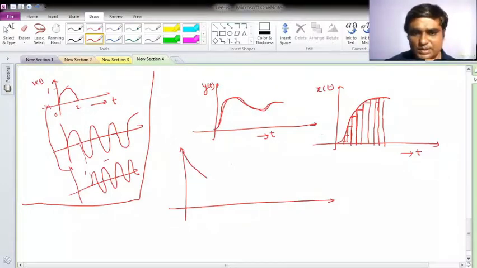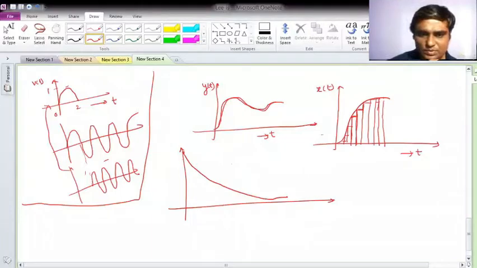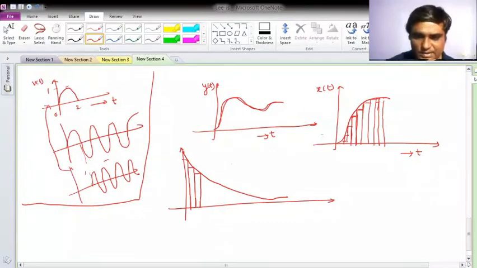Or if I take an exponentially decreasing signal like this, how can I approximate it? I will make this box, then a second box of the same width, then shift it again, and again shift this box. Assume that the width of each box is the same. This way you can represent it, right? Suppose this box has width tau. Then this magnitude will be x of tau, as it is x of t.